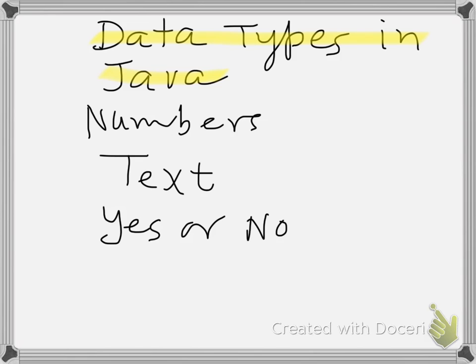And there are some special data in object-oriented programming languages like Java, which are called objects. Okay, so we're going to talk about all of these one by one. So let's talk about numbers first.